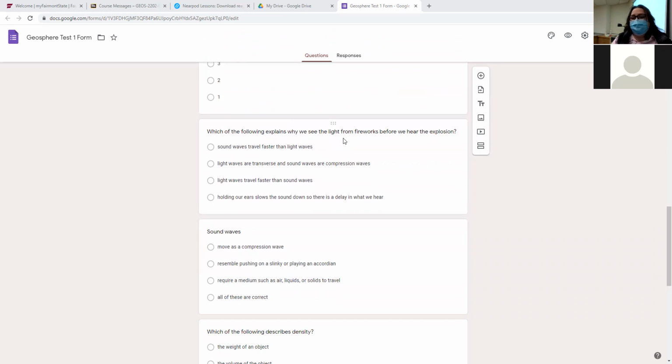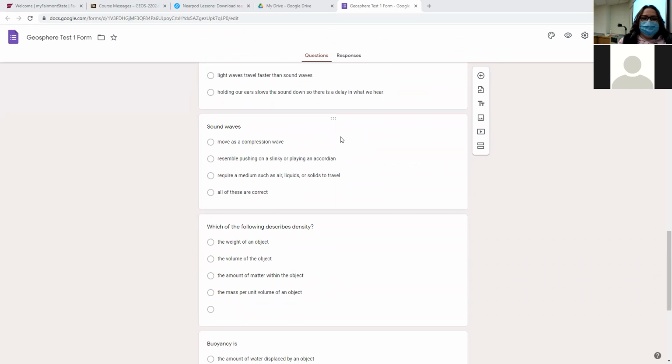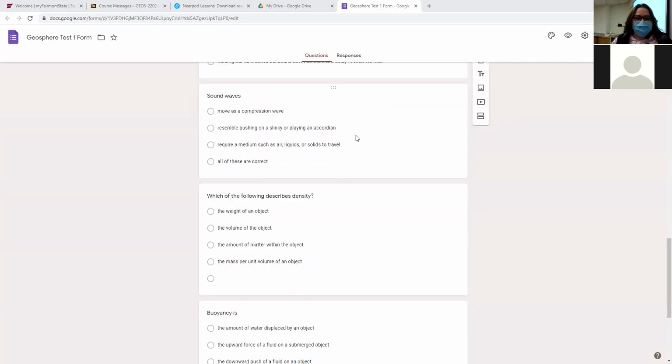Why do we see light from fireworks before we hear the explosion? This question came from when we discussed light waves and sound waves and seismic waves, like what is fastest, what is slowest. So we see light first, because light waves travel the fastest, the speed of light, fastest thing on the Earth, then the speed of sound comes next. Sound waves, all of those things are correct. They're like an accordion. Those are called compression waves. It requires a medium. Sound does not happen in space.